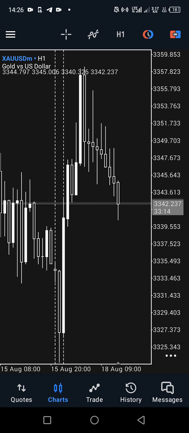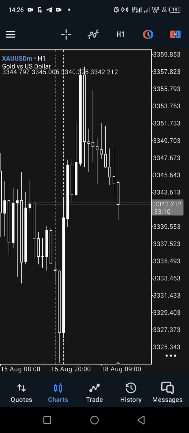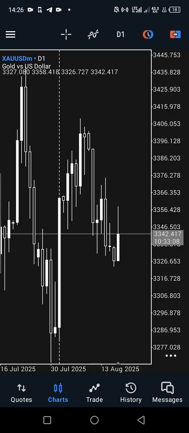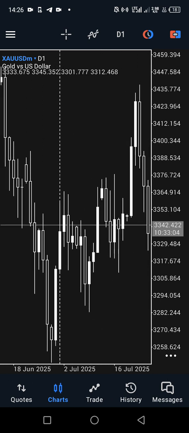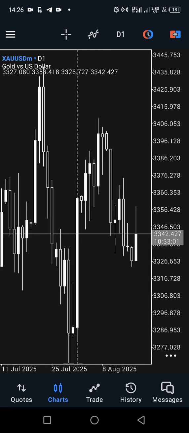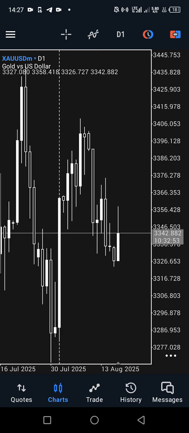So this is the 1 hour time frame. Now when we go to the daily time frame, you can see that gold for some time has been ranging. Now there is what we call ranging market conditions. Ranging market conditions are conditions whereby the market is not really moving up or down. In such cases price is in its accumulation phase, and so it is best to be patient.